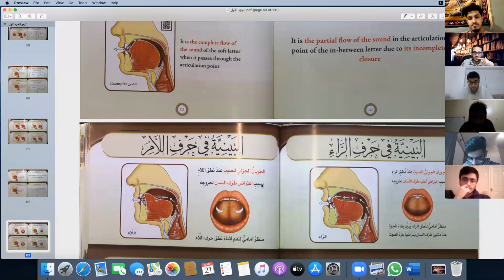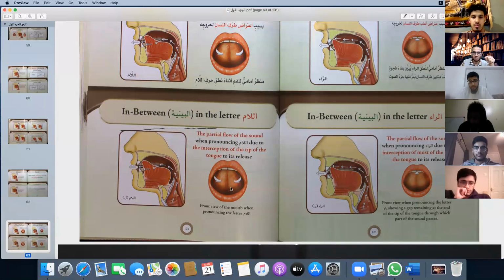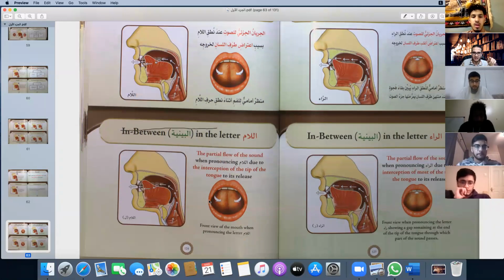With the lam, we don't have the complete closure and we don't have the complete openness. We have the partial flow of the sound when pronouncing the lam due to interception of the tip of the tongue to its release. Look, when you have the lam here, when you look at this picture, normally, if I were to close my whole tongue and put it on my palate, I wouldn't be able to produce the lam. I would say, I can't.